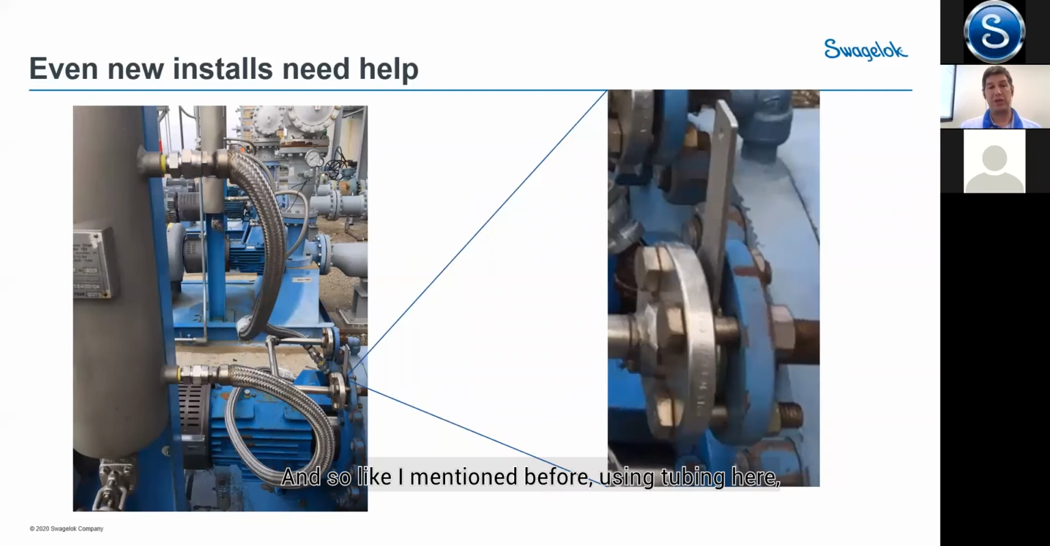And so, like I mentioned before, using tubing here, we can easily monitor that system by adding instrumentation. Also, Swagelok offers a flange with the orifice directly into it to a Swagelok tube fitting, so that makes it easy to install.